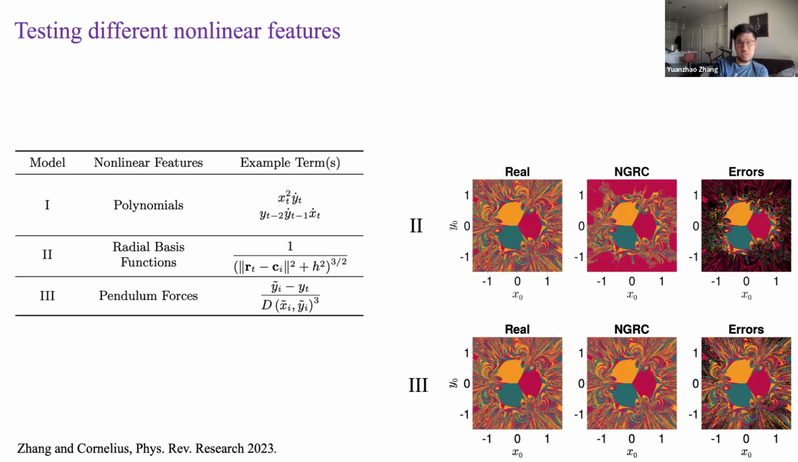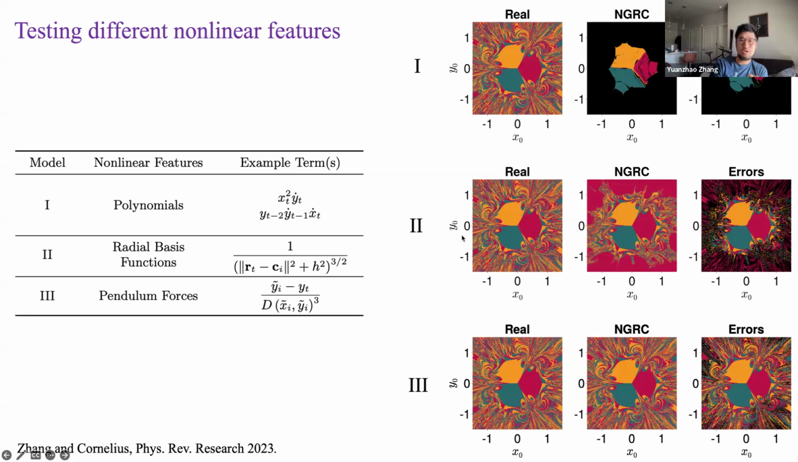However, if we switch to a more generic radial basis function basis, even when we give it 1,000 different radial basis functions as a nonlinear feature library, it was able to capture the large basins in the middle, but it really struggles with the more intricate basins on the boundary. And then when we give it polynomials, the NGRC becomes really unstable. So here, black actually means the model prediction diverges. So it was really hard to have NGRC make good predictions with those generic features such as polynomials and radial basis functions.